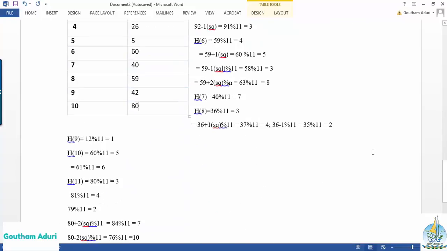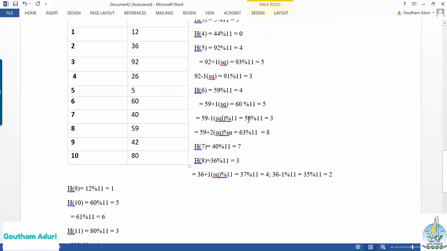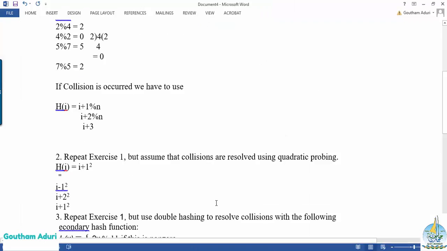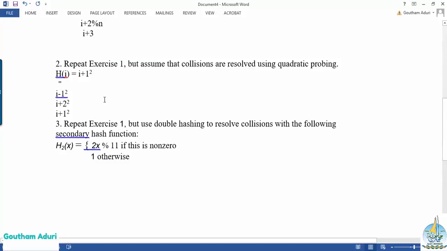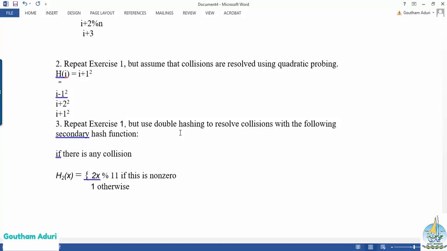Now we'll see how we can use double hashing. Here we have used only a single function. In double hashing, the logic behind it is we have to use two functions. I'm going to make it very simple. Repeat exercise 1 but use double hashing to resolve the collisions. So if there is any collision, I'm going to use h1 plus h2, two functions.